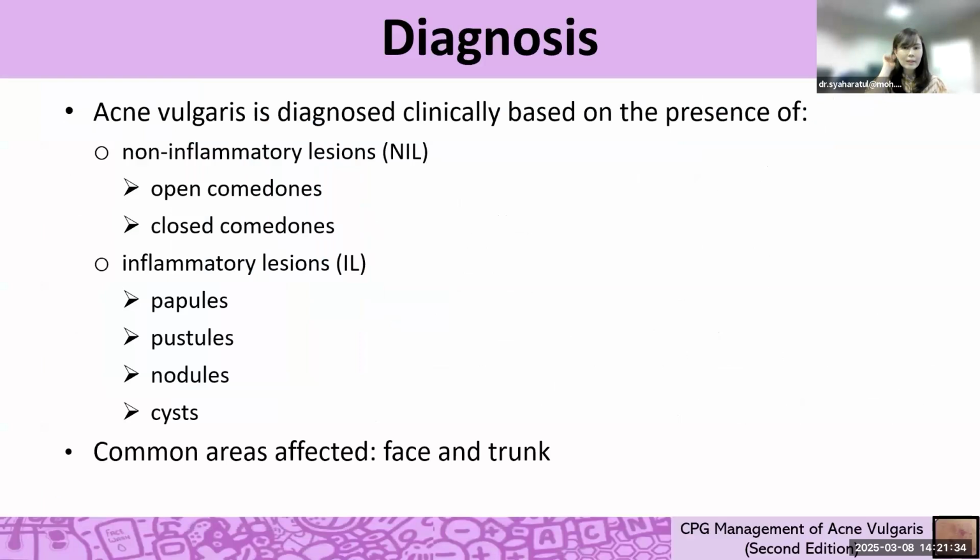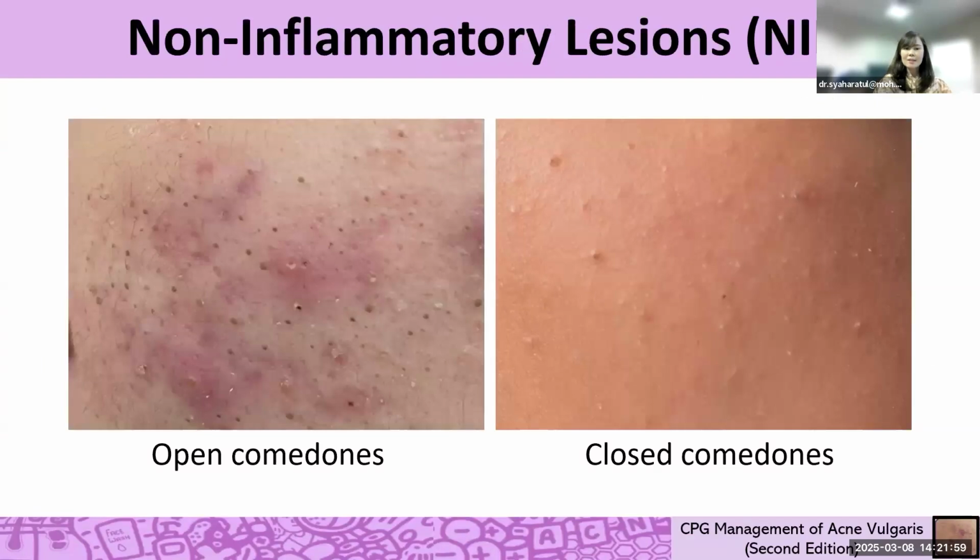Comes to diagnosis, I believe all that is present today generally will be able to diagnose acne. So it is a clinical diagnosis made based on the presence of non-inflammatory lesions such as open and closed comedones, and also inflammatory lesions such as papules, pustules, nodules, and cysts. And the common areas affected include the face and also the trunk. So these are some images showing the non-inflammatory lesions. On your left, we have open comedones, which is also known as blackheads amongst laymen. And then on your right, you have closed comedones, which are known as whiteheads among the common population.